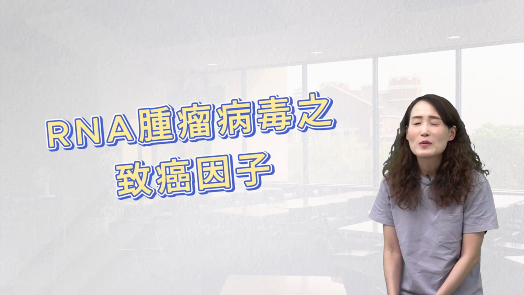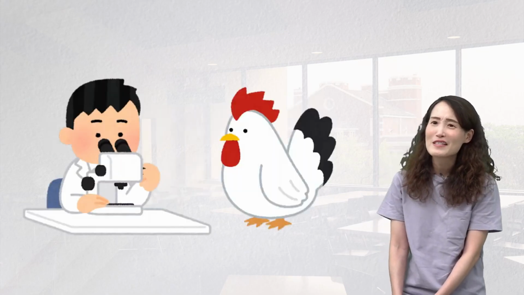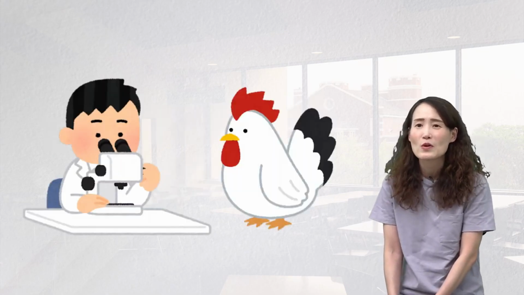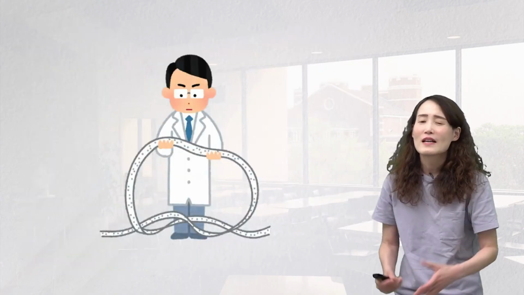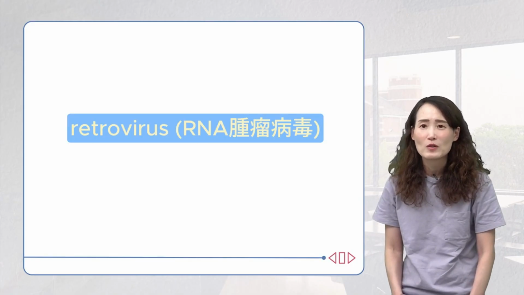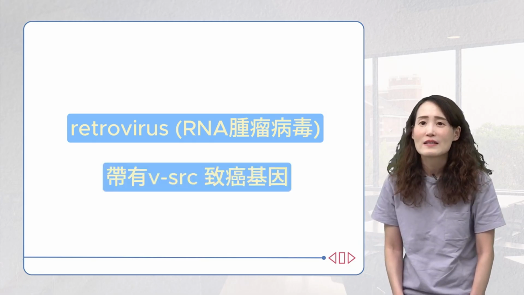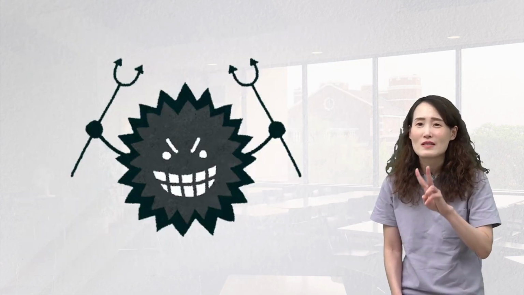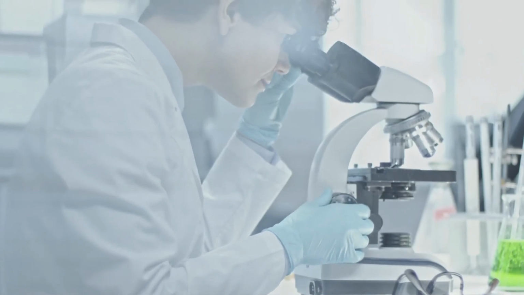The RNA virus was discovered in 1911 by Peyton Rous, who found that tumors could develop in chickens. So he named it Rous sarcoma virus, abbreviated as RSV. Later, it was discovered that this virus belongs to a retrovirus, which is an RNA virus and carries a so-called V-SRC carcinogenic gene. The V refers to virus. Then, in 1977, Bishop and Varmus found genes similar to this V-SRC in other animals besides chickens.